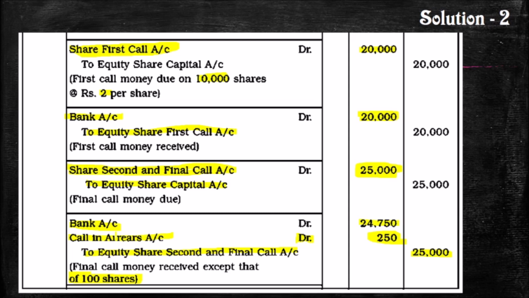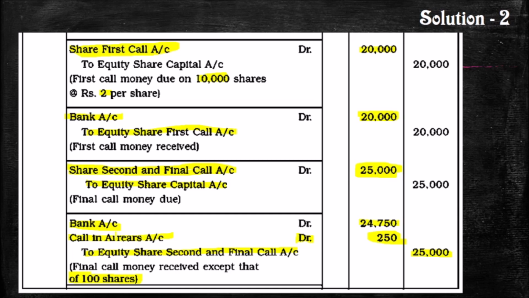Suppose we are not opening the calls in arrear account, what will be the entry? Bank account debtor to equity share second and final call 24,750. That amount only we will take. Once again, bank account debtor to equity share second and final call 24,750 we will take without opening the calls in arrear account. So my dear students, these are the entries related to calls in arrear.